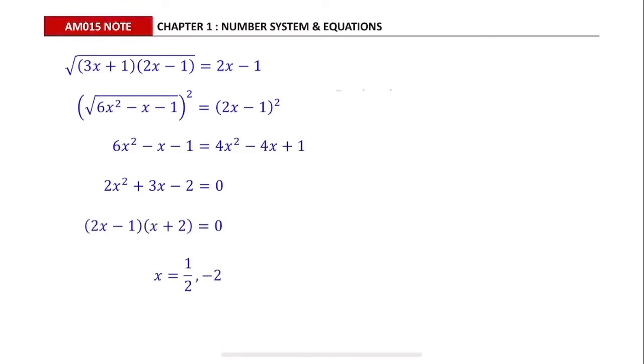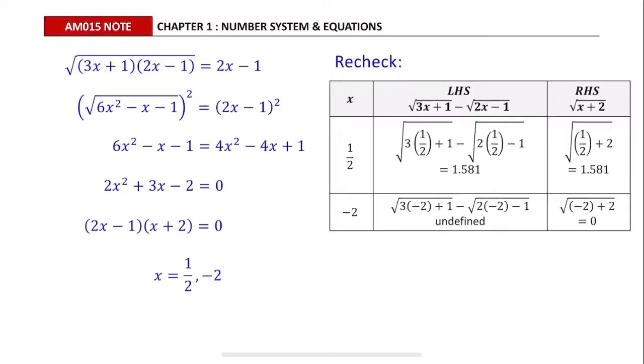After that, check the answer. When we substitute x equals 1 over 2, we get the same values on both sides. So the answer x equals 1 over 2 satisfies the equation. Meanwhile, when we substitute x equals negative 2, the calculator will show an error, which means undefined, because the values inside the surds are negative. So we reject this answer. We only accept x equals 1 over 2 as the final answer.